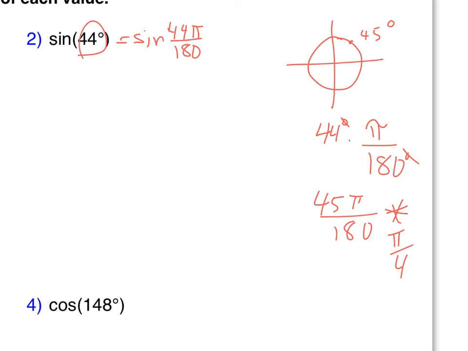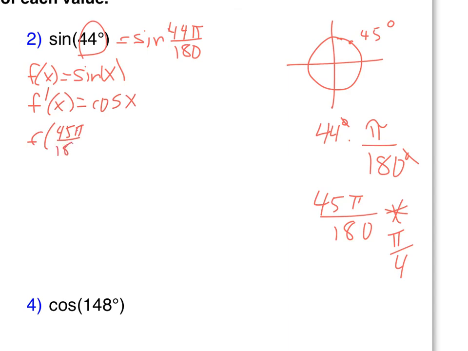Here's why. When we go and take our derivative, first of all, our function is sine of x. When I take my derivative then, I get f prime of x equals cosine x. So now I'm going to put in my nice value. I know that 45 degrees is a nice value, so I'm going to find that 45 pi over 180, which is the same thing as pi over 4, and sine of that, sine of pi over 4, 45 pi over 180. That's equal to sine right there.